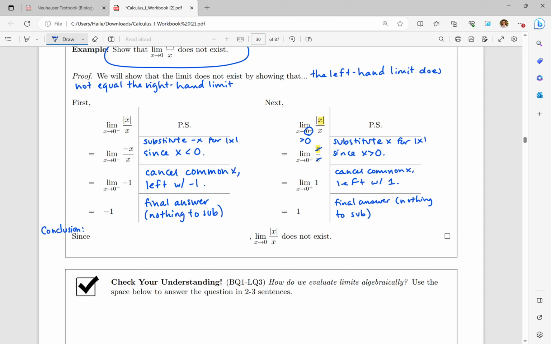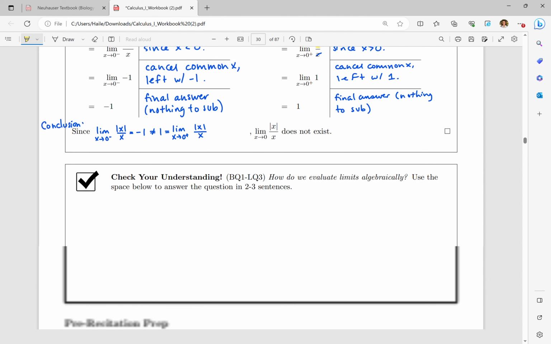Since the limit as x approaches 0 from the left of the absolute value of x over x is equal to -1, which is not equal to 1, which is the limit as x approaches 0 from the right of the absolute value of x over x. So what we're saying in this statement is that we're summarizing the work we just did, and we're saying that those limits are not equal. We can say that the limit overall does not exist. There was a lot of notation there, so if that's confusing, make sure you ask some questions, okay?